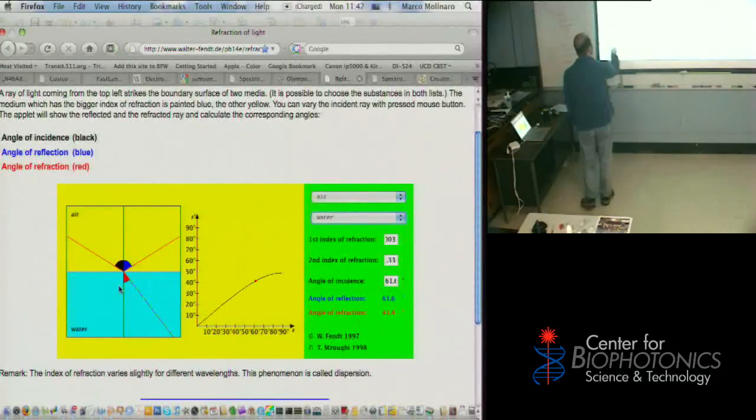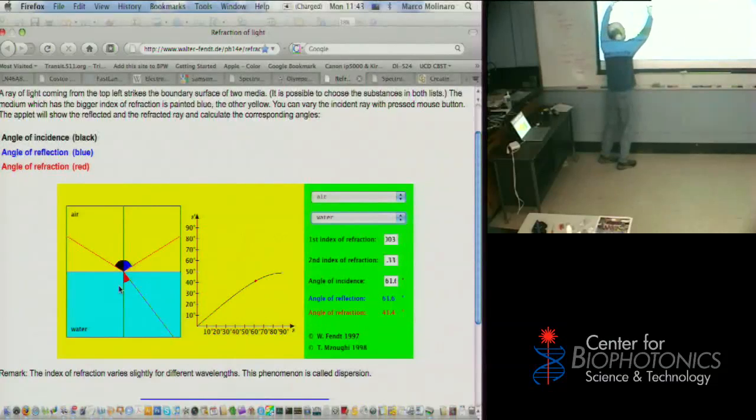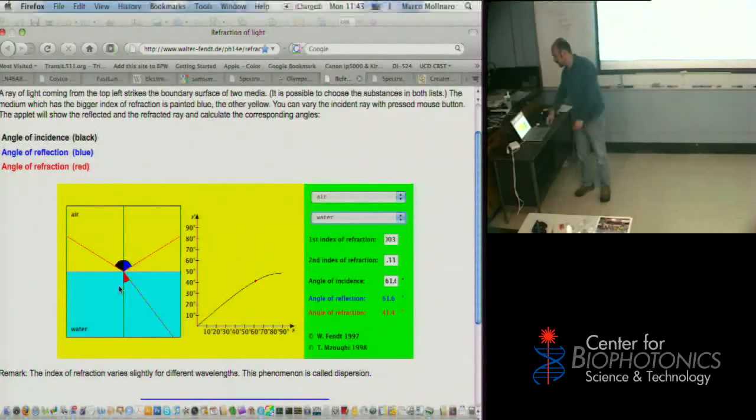Okay, so this is my laser. I'm shining it on a surface with water. Okay? It'll go on the surface of the water and bounce off at the same angle. That's my reflection. It'll refract. It'll bend towards the normal because water is denser than air. Okay? Do you guys think diamonds are denser than water?